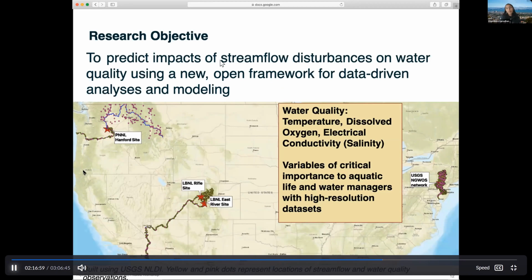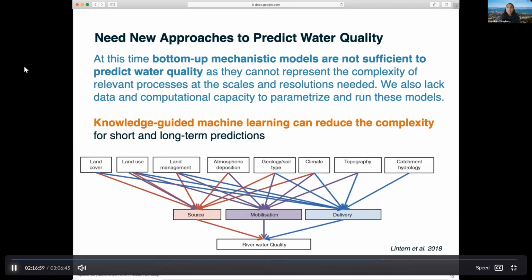So the existing paradigm of using process-based models alone doesn't work to predict water quality across very large spatial scales, because we have really complex interactions that occur across space and time in watersheds. And the computational expense and the data that we would need to run such models just makes it very challenging to run. So there's this figure here that shows many different factors that really affect river water quality. And for each of these factors, we have many different data sets. So this can be a really big challenge.